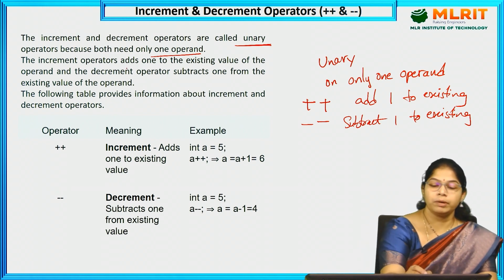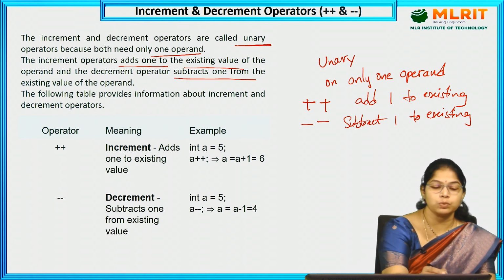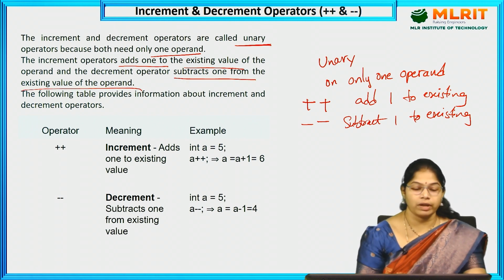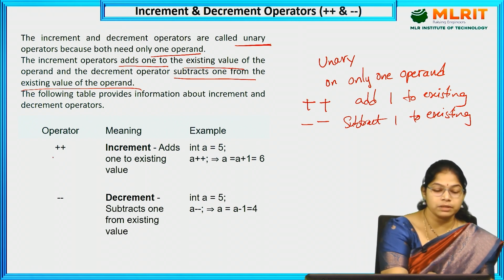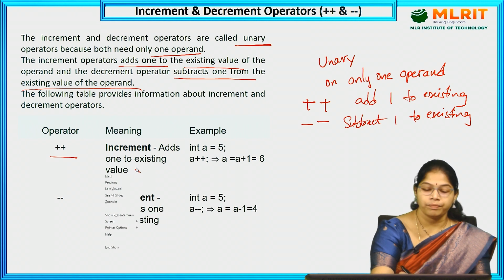So the increment operator adds 1 to the existing value, the decrement operator subtracts 1 from the existing value. So increment is represented with the symbol plus plus, which adds 1 to the existing value.